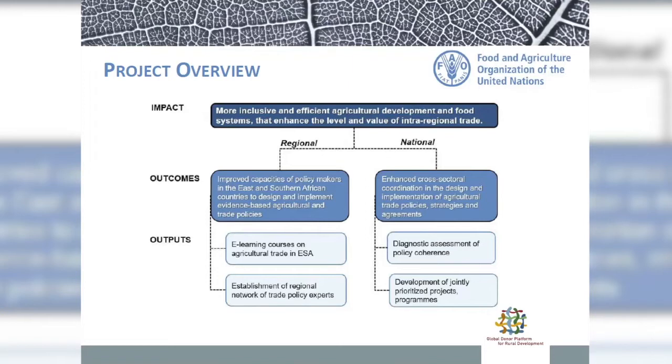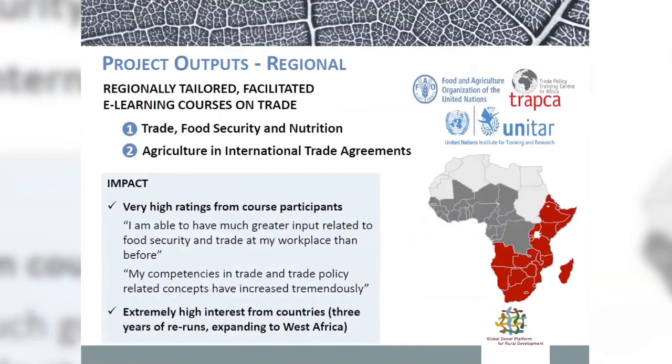If we can move now to the next slide, where I will try to present the regional component of this project very, very quickly, so that we will have time for some discussion at the end, if needed. So what we did, as I said before, here in FAO, we have developed two global courses that deal with agricultural trade. One on trade, food security and nutrition, and the other one on agriculture in the international trade agreements.